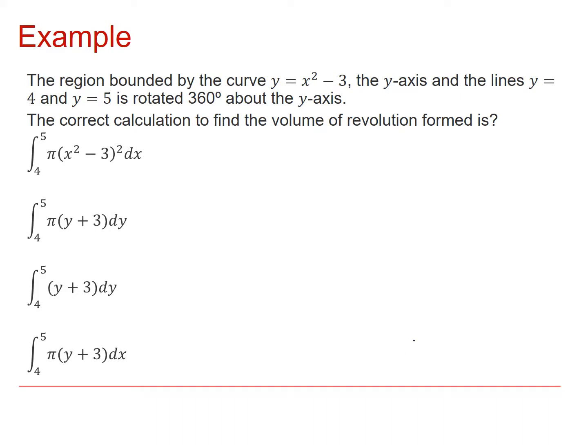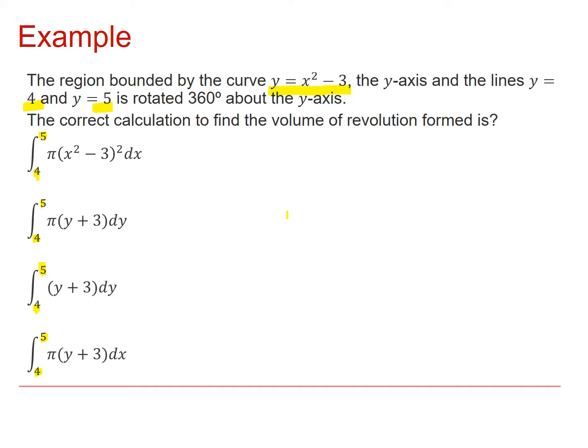Okay, let's think about these. I've got the region bounded by the curve y is equal to x squared minus 3, and the y-axis and the lines y equals 4 and y equals 5. Which of these is correct? Well, the first thing to notice is they all contain limits of 4 and 5, so they've all picked up the limits correctly.